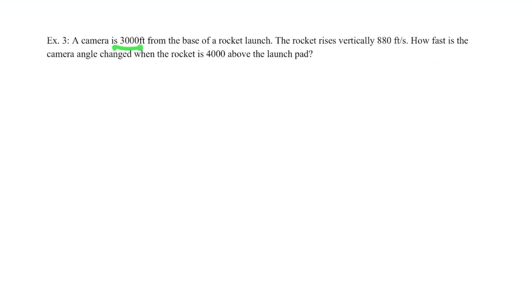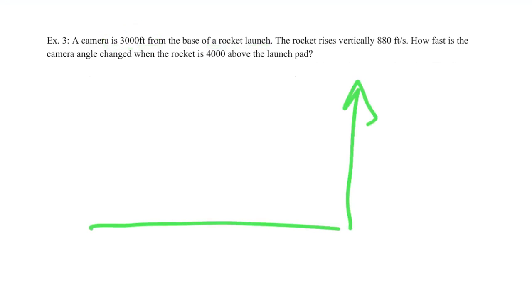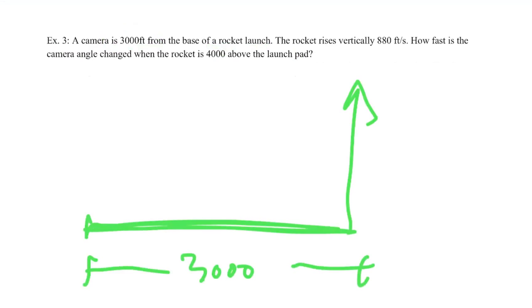A camera is 3,000 feet from the rocket launch. So something's going up this way. That distance here is fixed. That's 3,000, and that's the y value. Or we could just use h, right? And then how fast the theta.